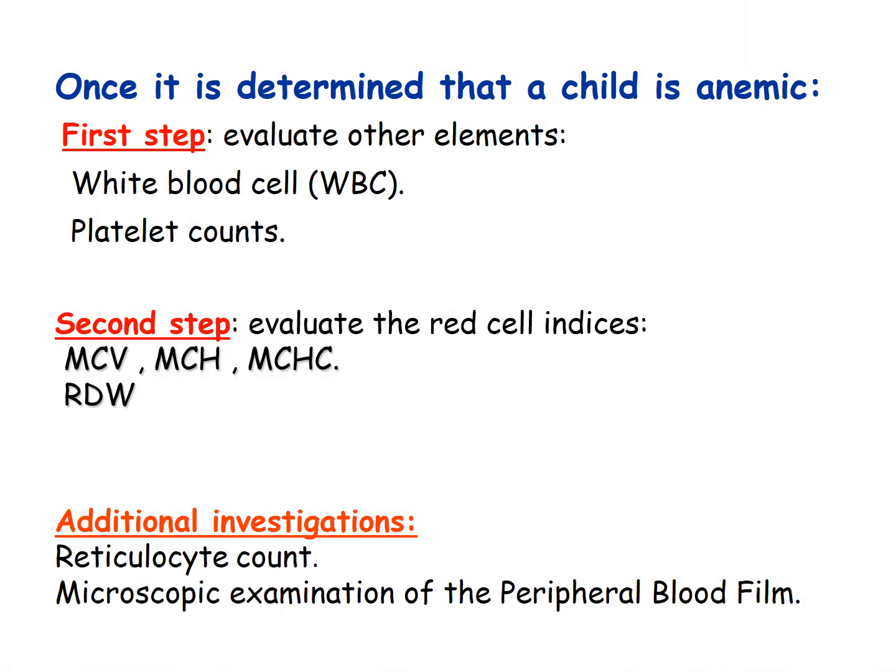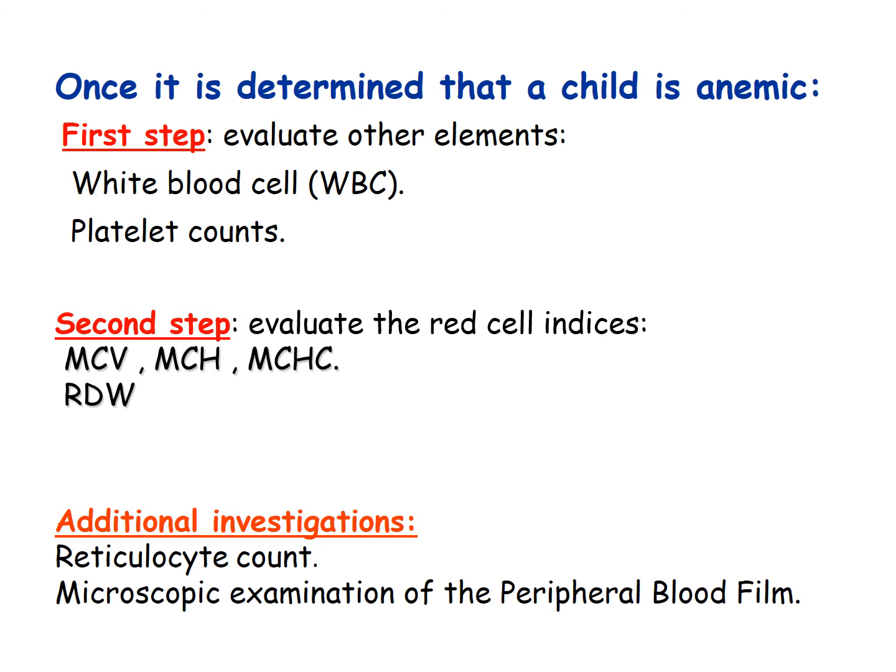So once it's determined that the child is anemic, the first step is to evaluate other elements like white blood cell and platelet, because it could be just an anemia or it could be a pancytopenia or a bicytopenia. And then the second step, whenever we have a CBC and we have anemia, we have to know exactly, is it normocytic, macrocytic, or microcytic, depending on the MCV and the MCH and MCHC.